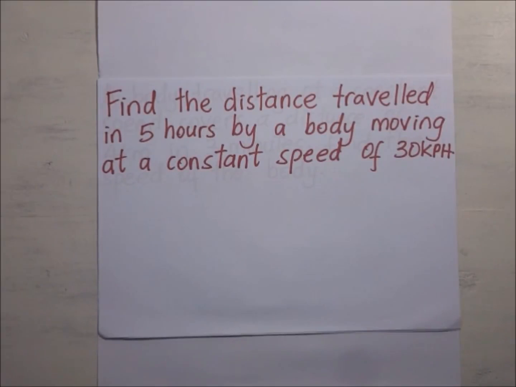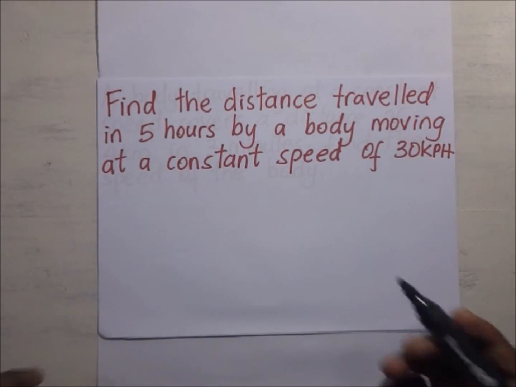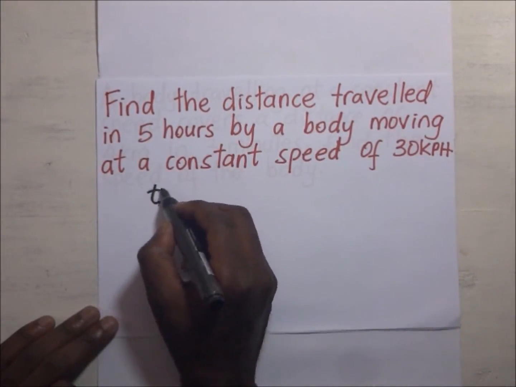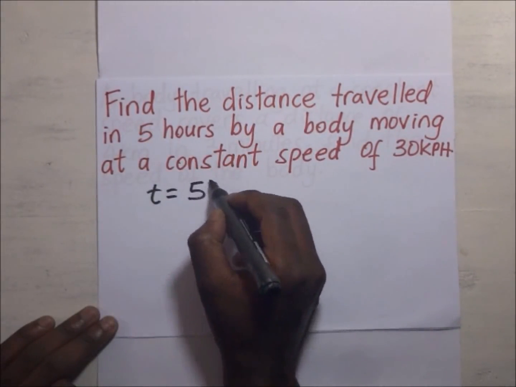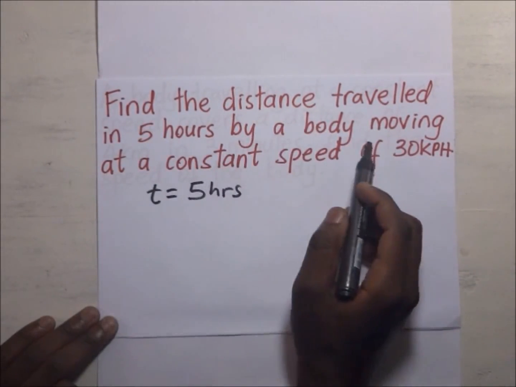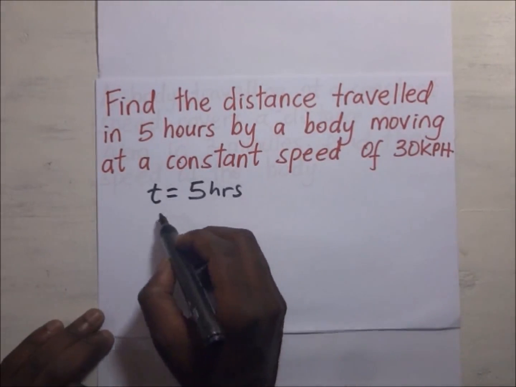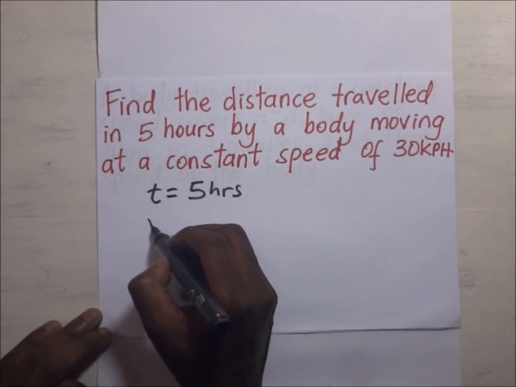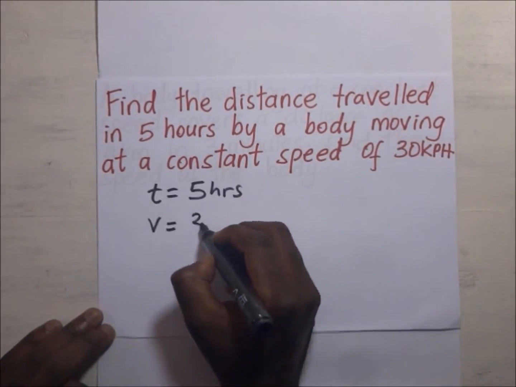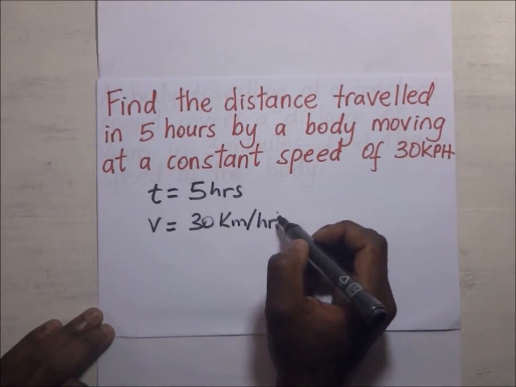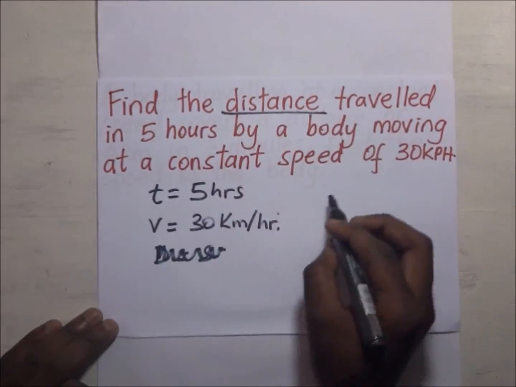We'll head straight into a few examples. Find the distance traveled in 5 hours by a body moving at a constant speed of 30 kilometers per hour. So to summarize our question, we have our time there being 5 hours. And we are talking about a body moving at a constant speed of 30 kilometers per hour. So it means that the speed, which I'll call V, is going to be equal to 30 kilometers per hour. So they're asking us to find the distance.